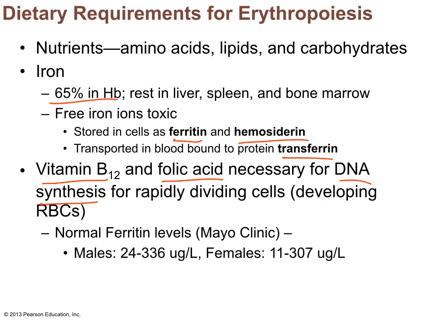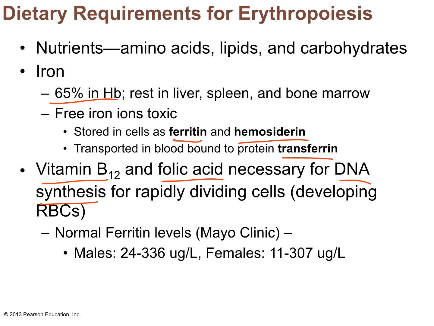We have a number of different types of proteins that either store iron or transfer it. A storage form of iron is called ferritin. The overload storage form of iron is called hemosiderin. And iron is transported by a protein in the blood called transferrin.